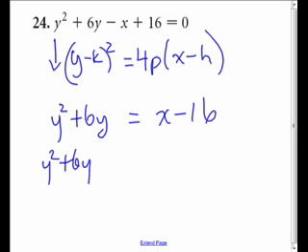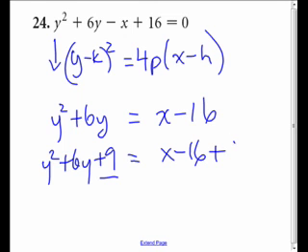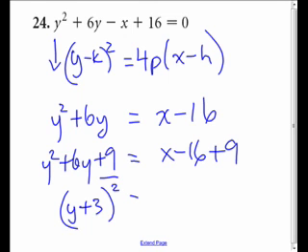Plus 6y, 6 divided by 2 is 3, squared is 9, is equal to x minus 16. Since I added 9 on this side, I have to compensate by adding 9 on that side. This makes this a perfect square. (y plus 3) squared is equal to x. Negative 16 plus 9 is negative 7.